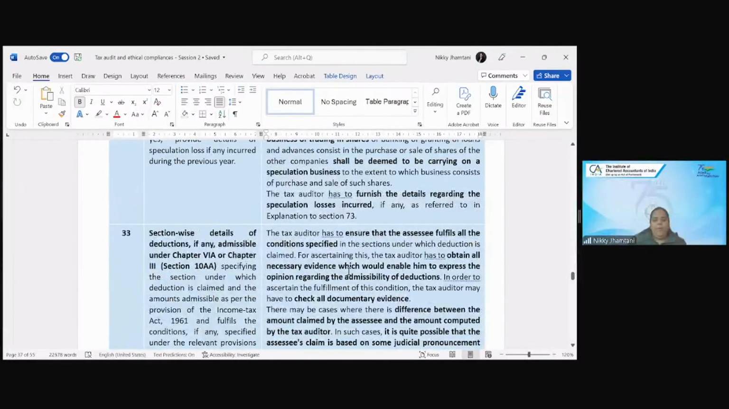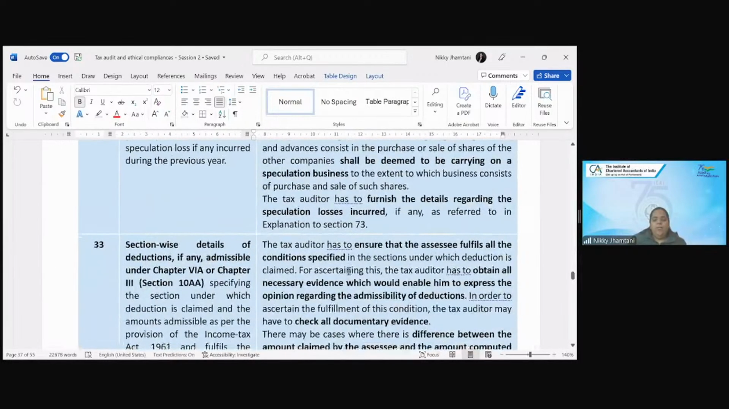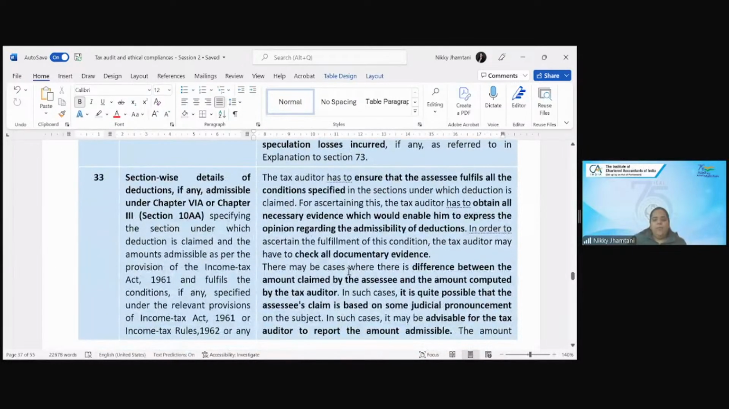issued in this behalf. So the tax auditor has to ensure that the assessee fulfills all the conditions specified in the sections under which deduction is claimed. For ascertaining this, the tax auditor has to obtain all necessary evidence which would enable him to express the opinion regarding the admissibility of deductions. In order to ascertain the fulfillment of this condition, the tax auditor may have to check all documentary evidences.